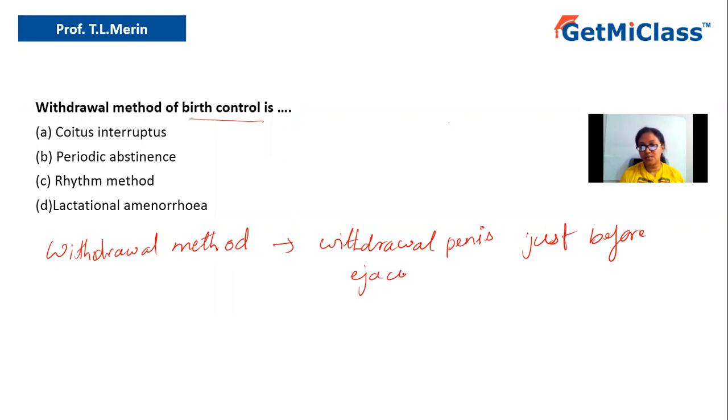So what do you mean by just before ejaculation? Ejaculation is the process by which the sperms are released, right? So just before the ejaculation, if the penis is withdrawn from the vagina of the female, then the sperm will not be released inside the vagina. Hence that method would be very helpful for avoiding pregnancy. So withdrawal method means withdrawal of the penis just before ejaculation.